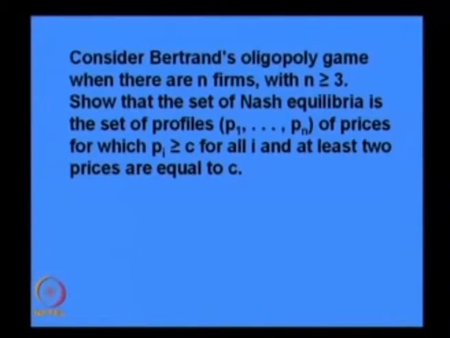Next, what we are going to do is to take some exercises and try to solve them. Consider Bertrand's oligopoly game when there are n firms with n greater than or equal to 3. Show that the set of Nash equilibria is the set of profiles P1, P2, Pn of prices for which Pi is greater than or equal to C for all i, and at least 2 prices are equal to C.